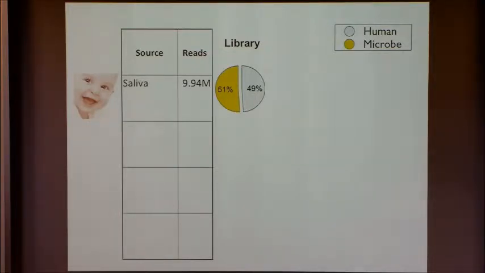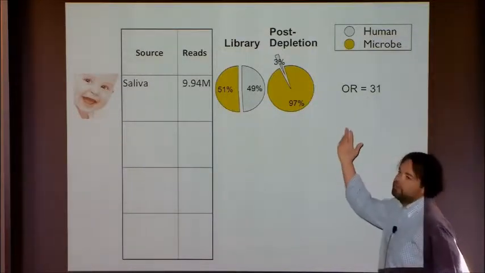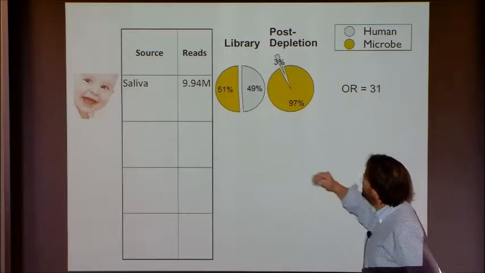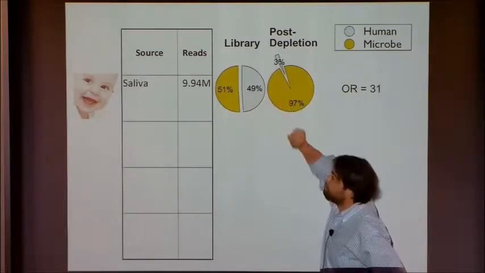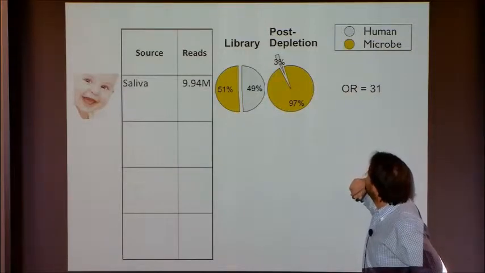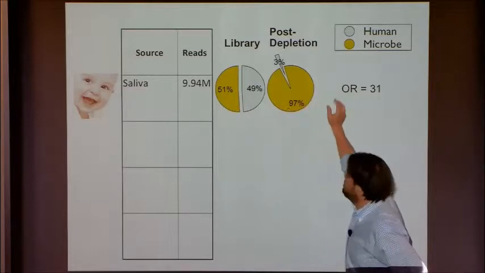One is a saliva sample, and these were designed for a MiSeq, so about 10 million reads. In the initial library, about 50% of the reads map to the human genome, 50% microbial. We do our depletion, and this is, to be honest, the best example we have. In this particular case, we go from about 50% human to about 3% human. One way of quantifying this might be as an odds ratio, and that odds ratio is about 31.